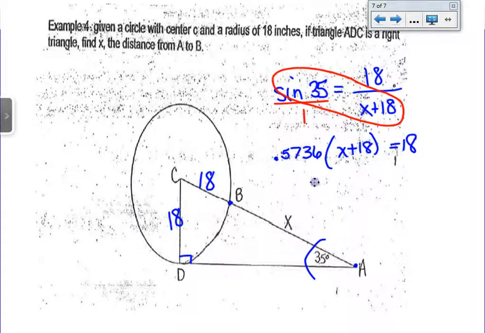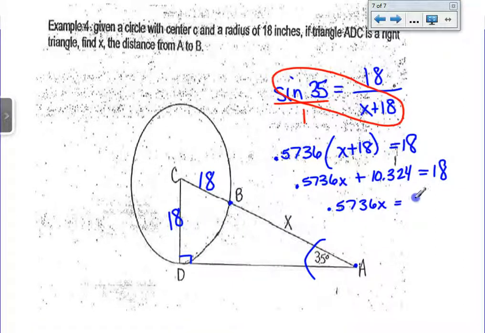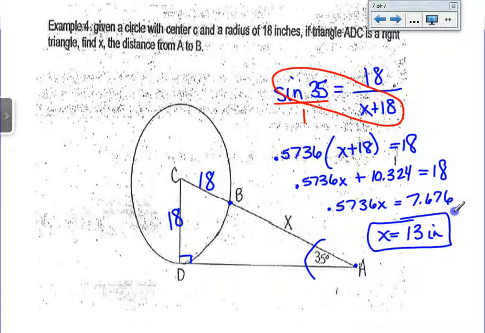And now we're going to use the distributive property and get 0.5736x plus, let's see, on my calculator, it's 10.324. And then we're going to subtract the 10.324, just using our algebra skills now. 7.676, and then we're going to divide by 0.5736, and it comes out to roughly 13 inches once you round to 2 sig figs. I don't think it's exactly 13, but roughly 13.